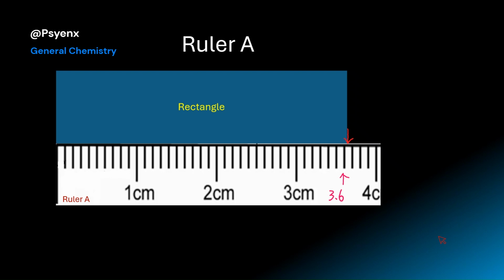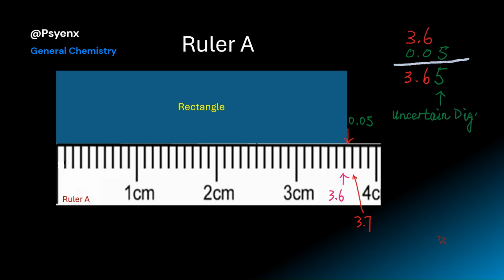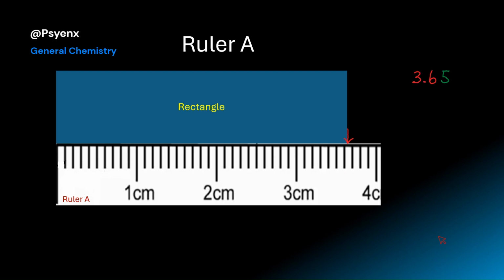But look closer. The edge sits somewhere between 3.6 and 3.7. To my eye, it looks exactly halfway, so I'd guesstimate one last digit as 5, or 0.05. Combining with 3.6, I'd report 3.65 centimeters. Note that 5 is an uncertain digit. It is a guess. If you think it's a little shorter, however, you might say 4 as the last uncertain digit, giving you the result 3.64 centimeters, or your lab partner might see 6 as the last digit, reporting 3.66 centimeters. All three of those answers are correct.